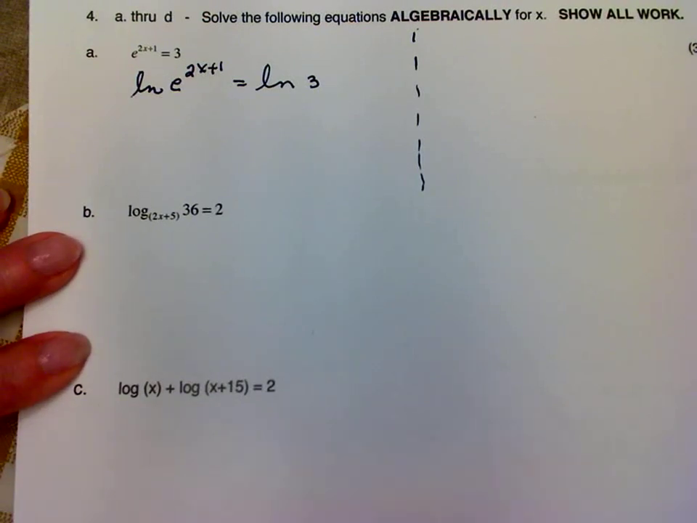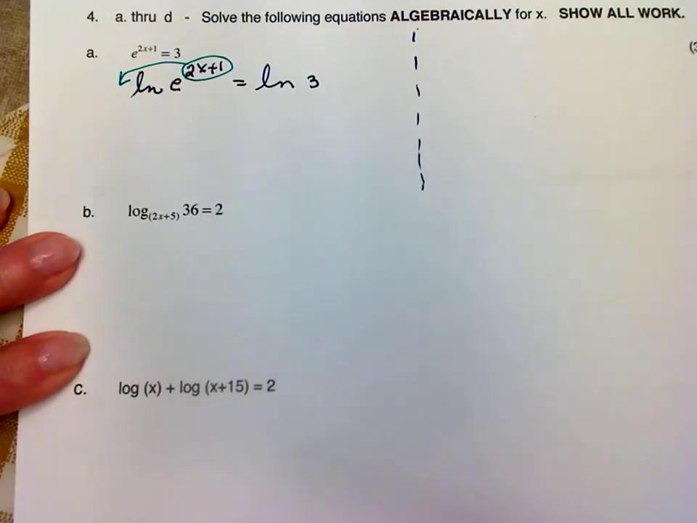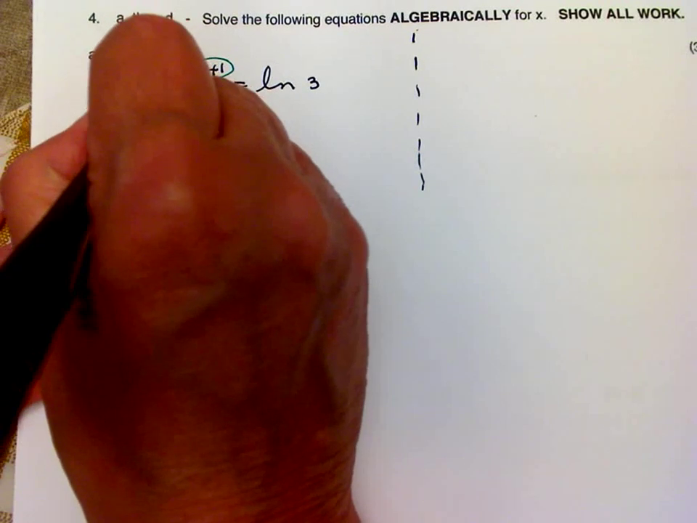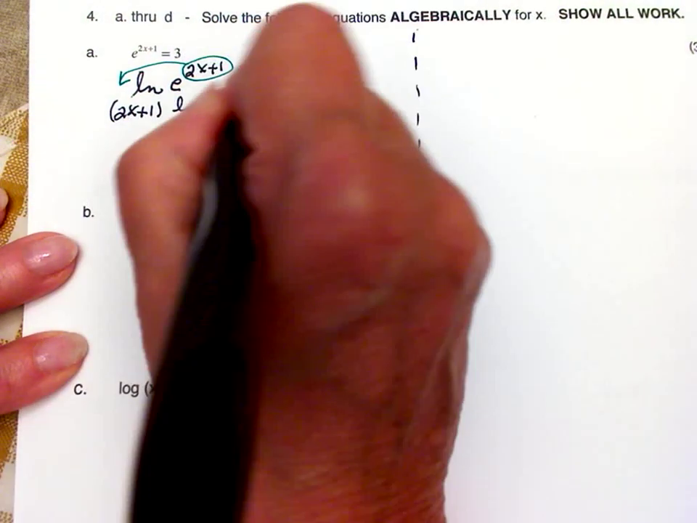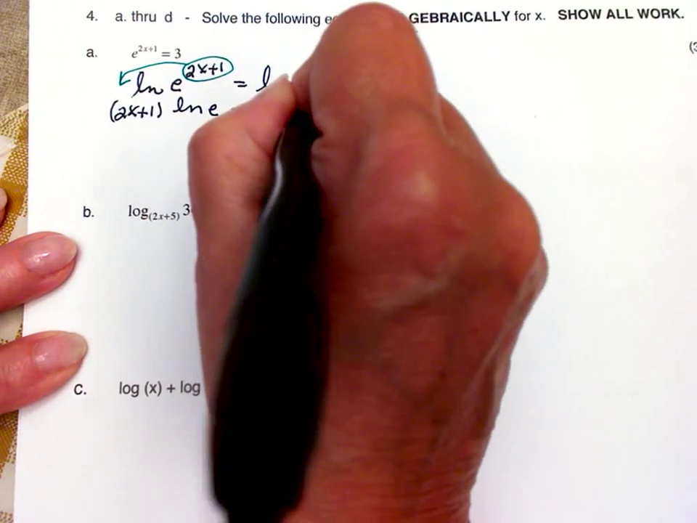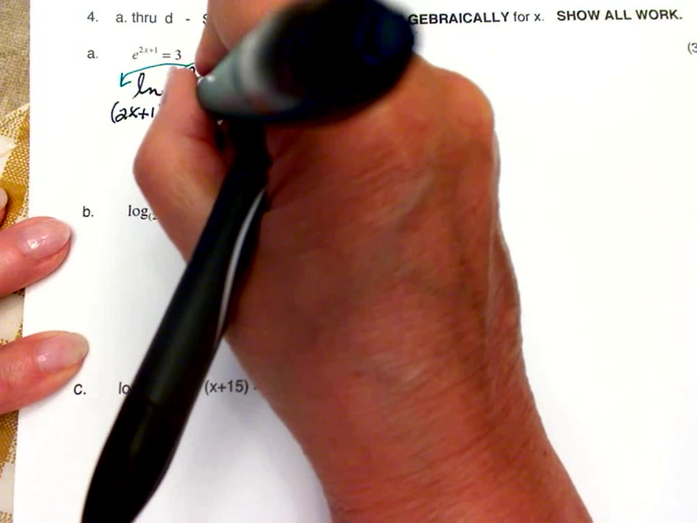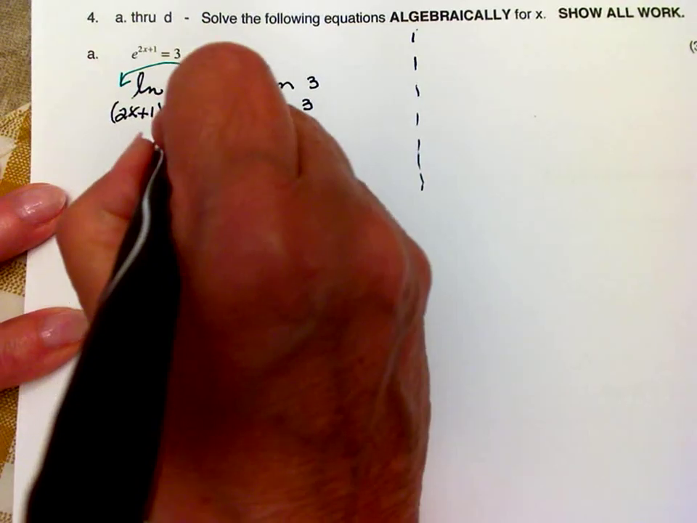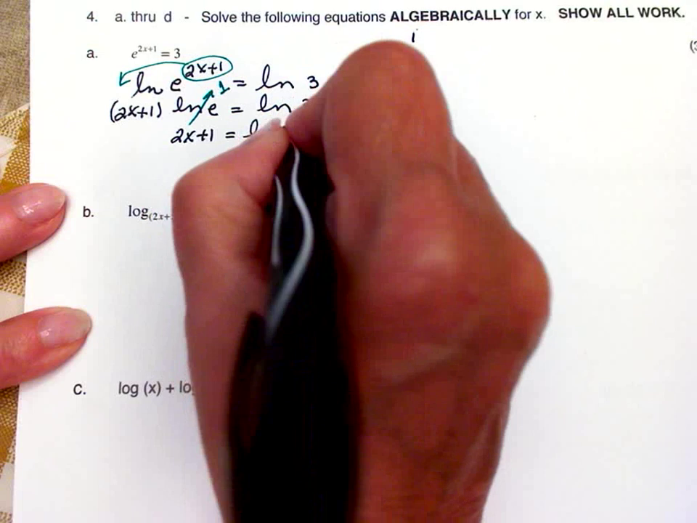Now, properties of exponents allow me to bring this exponent down. That's that whole exponent times the natural log of e is the natural log of 3. Natural log of e is just 1, because that's log base e of e. So that I get that 2x plus 1 equals the natural log of 3.